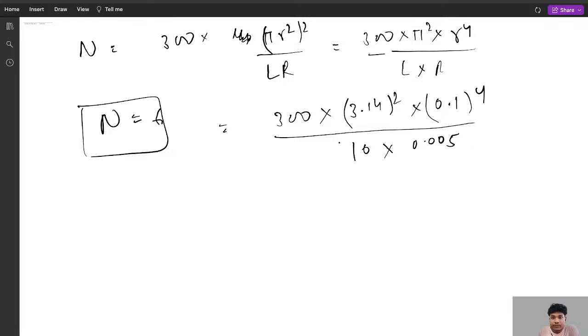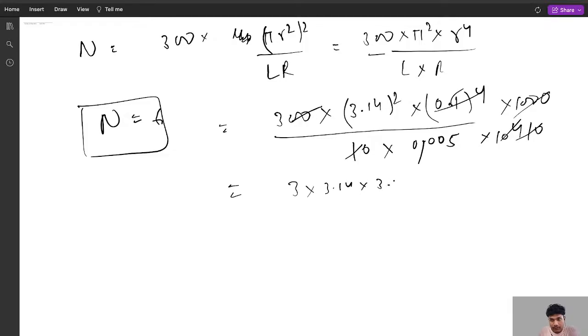Do you understand this? After calculation, we get 0.005, right? 10 raised to power 4 will get 10 times and this will cancel out this. We get 3 into 3.14 into 3.14 upon 5. So I think if you find the nearest integer, it will be 6.